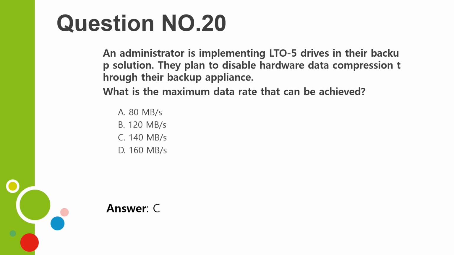Question number 20. An administrator is implementing LTO5 drives in their backup solution. They plan to disable hardware data compression through their backup appliance. What is the maximum data rate that can be achieved? A. 80 megabytes per second. B. 120 megabytes per second. C. 140 megabytes per second. D. 160 megabytes per second. Answer, C.